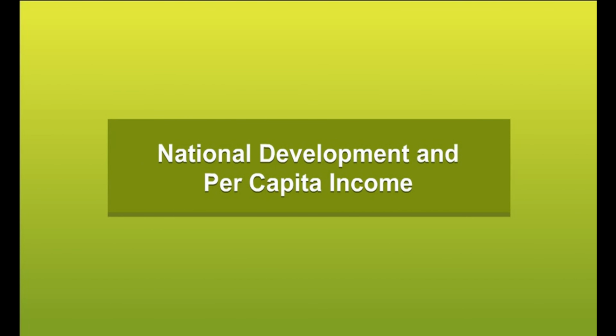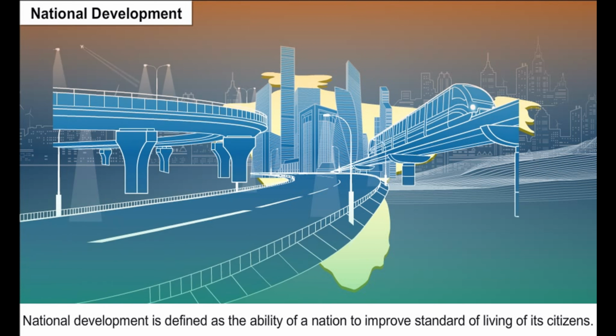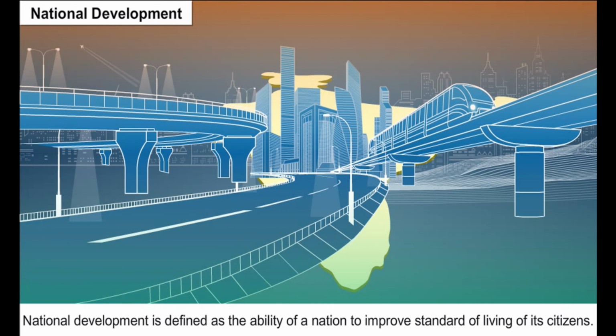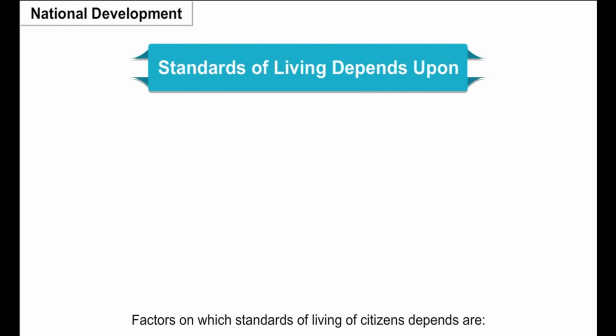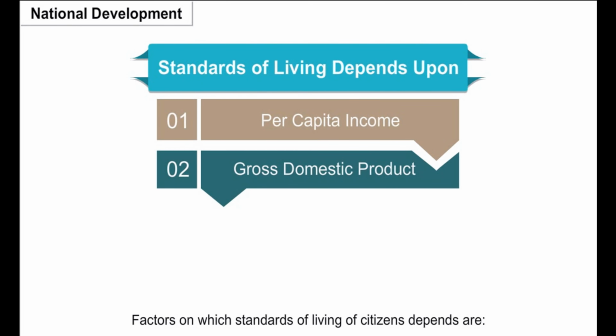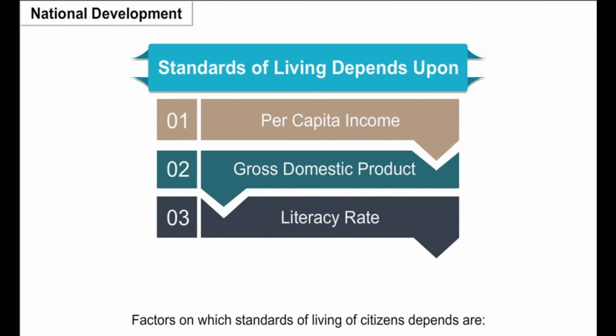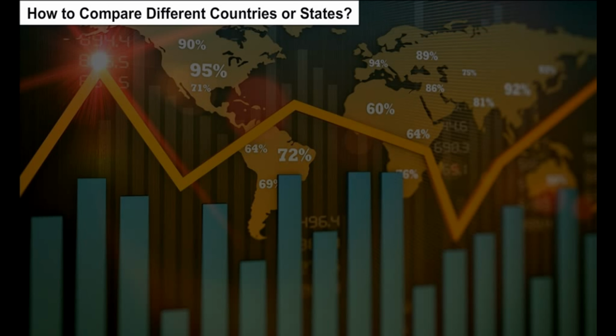National development and per capita income. National development is defined as the ability of a nation to improve the standard of living of its citizens. Factors on which the standard of living of citizens depends are per capita income, gross domestic product, literacy rate, availability of health. How to compare different countries or states.